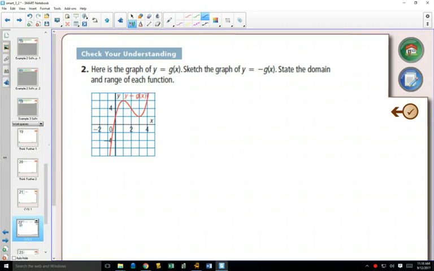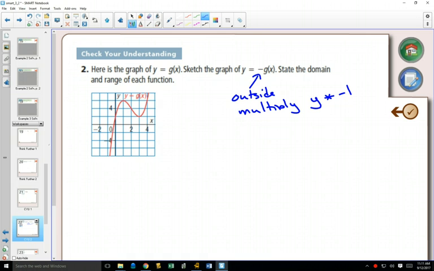So we're given a graph of g of x, and it says sketch the graph of y equals negative g of x. Here, this negative right here is outside of the function. That means it's going to affect your y values, and you're going to multiply. If you're thinking of individual points, all of your y values are going to get multiplied by a negative 1.